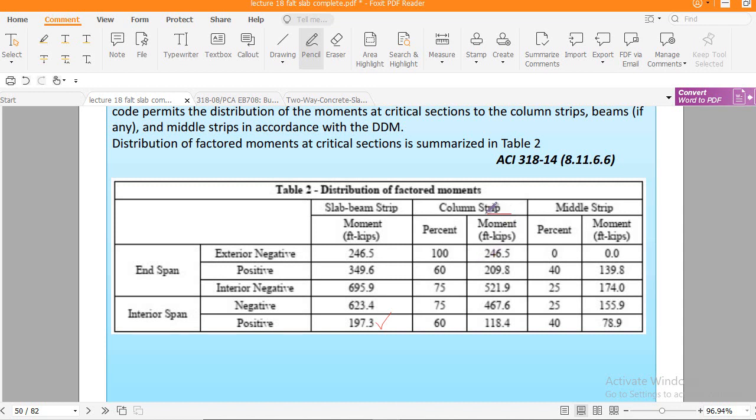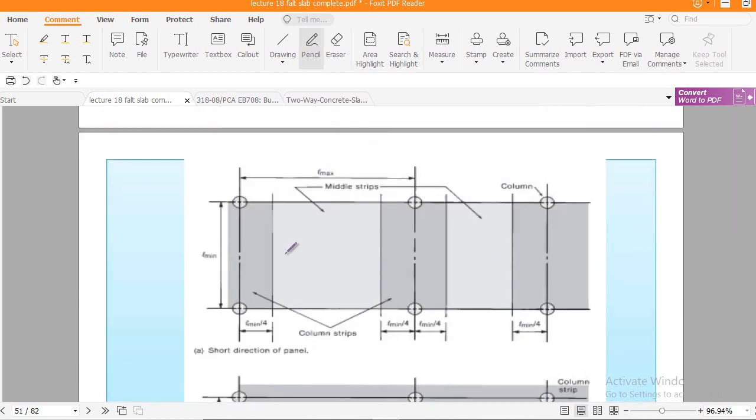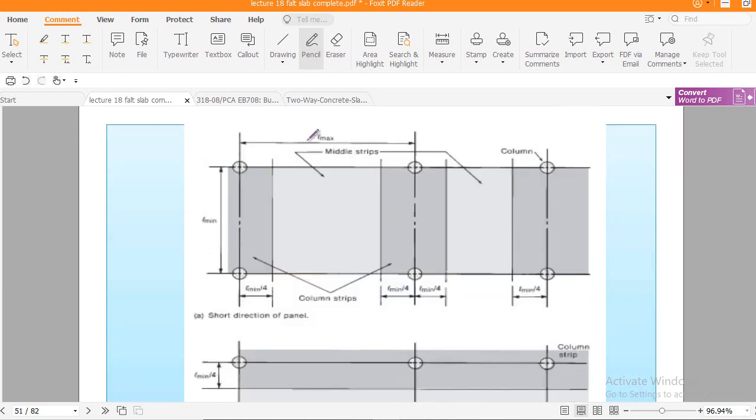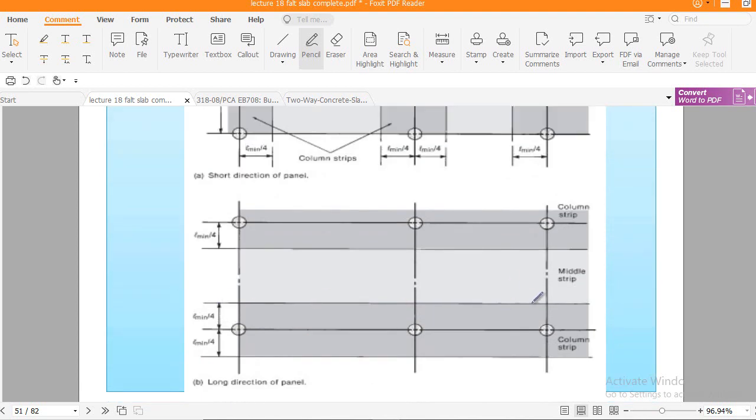So these are the final moments right now, which are in the column strip, and these are the moments which are in the middle strip. So we have to design the steel reinforcement now for this moment and for this moment, right? You see here, this is my middle strip, and here, this is the column strip. So L minimum by 4, L minimum by 4, these are the column strip, and this direction is the Y direction, and this is the X direction, right?